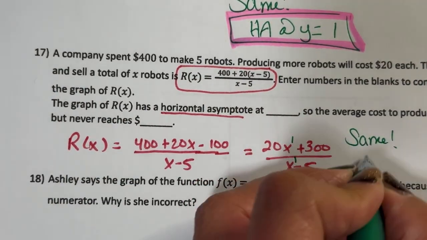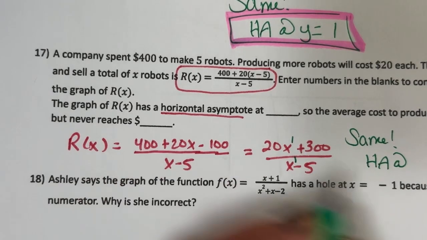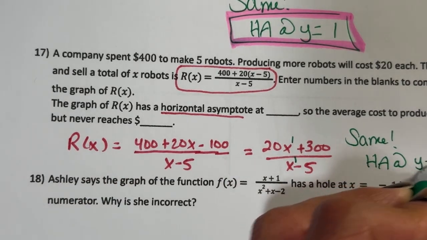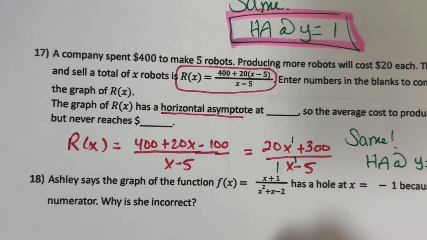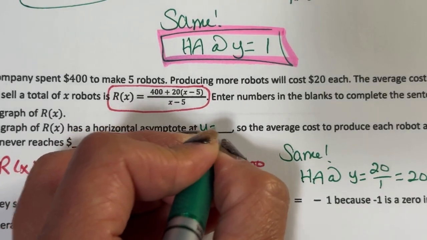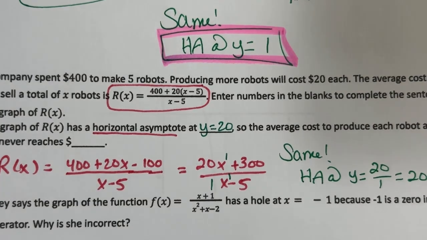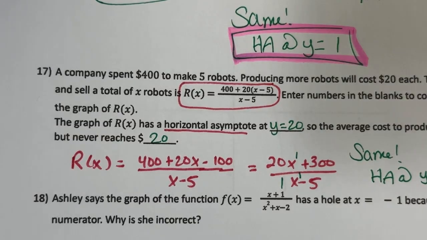So that means the HA, the horizontal asymptote, is the leading coefficient of the top over the leading coefficient of the bottom. So y equals the LC in the top is a 20. The LC in the bottom is a 1. 20 divided by 1 is 20. So the HA is at y equals 20. So the average cost to produce each robot approaches but never reaches 20 bucks.